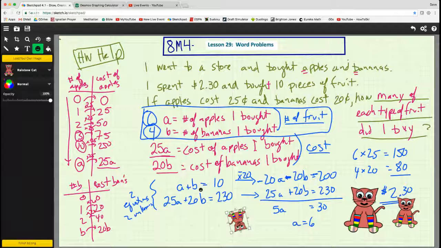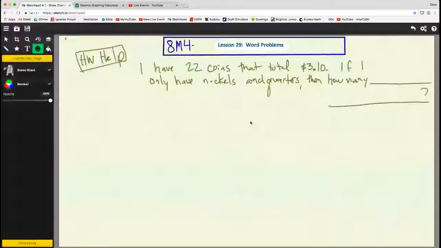Hang with me on these. These can be kind of tricky, but they all are going to work the same way. You're going to have this number of apples, number of bananas, cost of apples, cost of bananas. Now notice there's another type of problem that looks exactly the same. And that's going to be these nickels and quarters or dimes and half dollars or nickels and pennies questions. They all work the same.